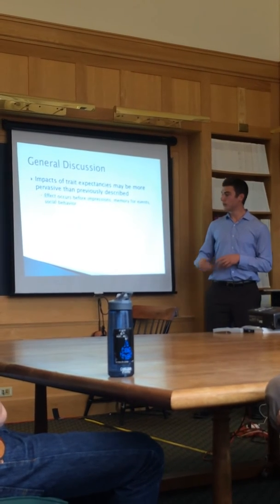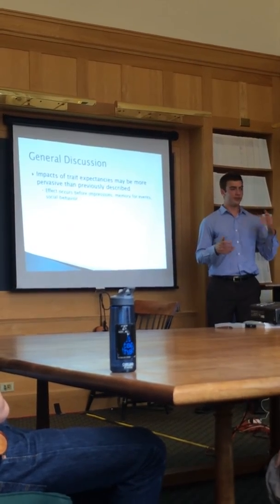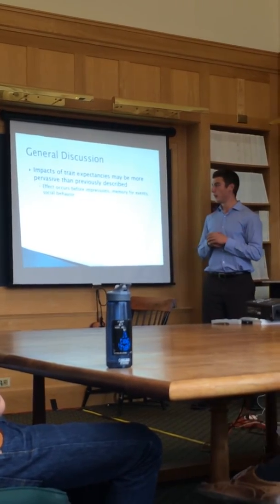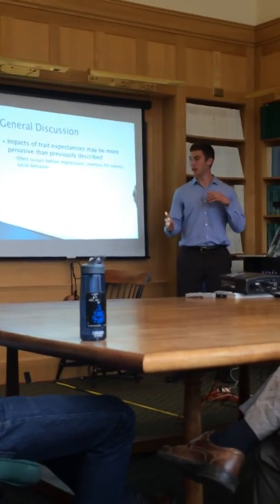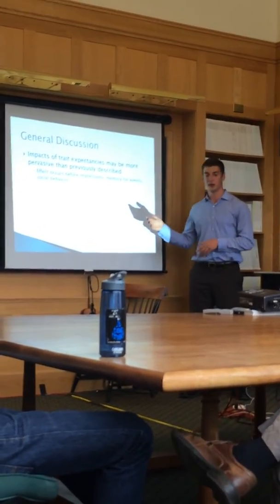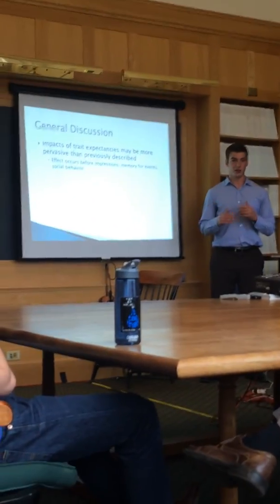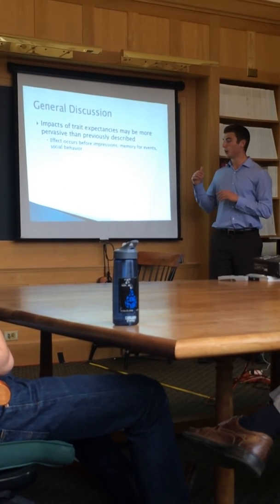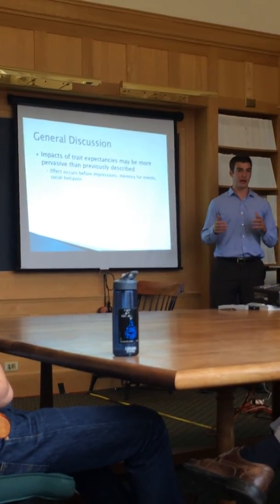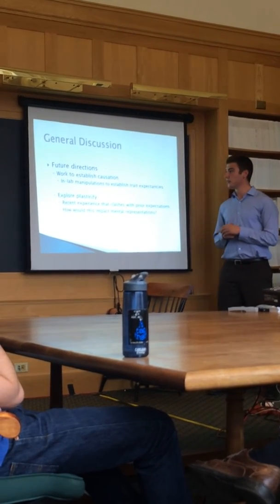Additionally, on the trait expectancies, their impacts may be more pervasive than previously assumed. So we've shown in prior literature that these trait expectancies can affect our memory for events, they affect our social behavior with people, they affect our impressions of them. But this has shown that these trait expectancies can have a much earlier and much more low-level effect on how we actually perceive the person and how we actually see their face. So there are some exciting future directions here, in my opinion.